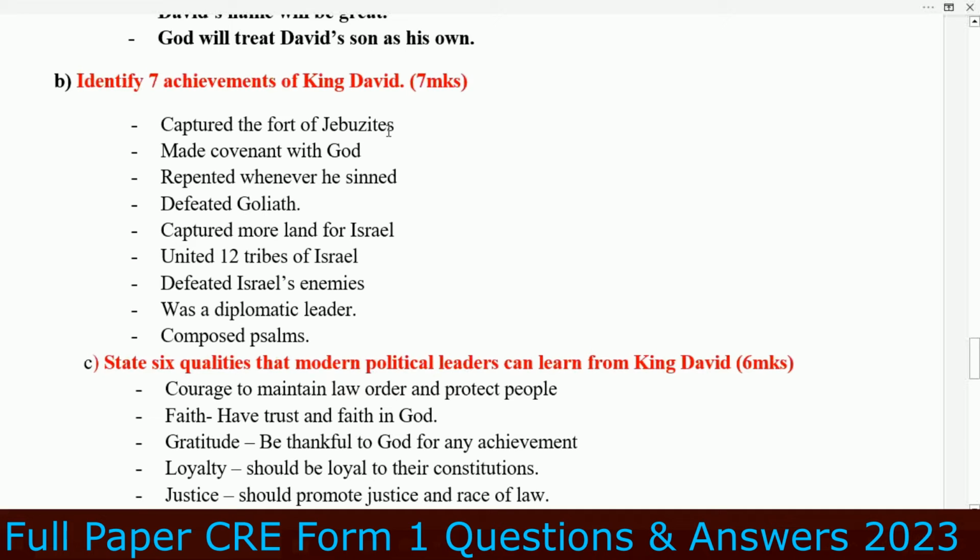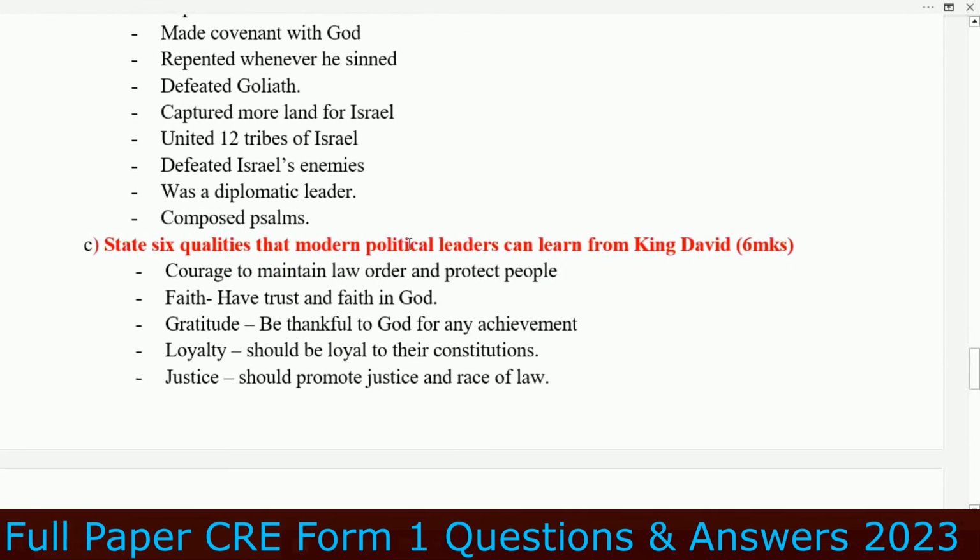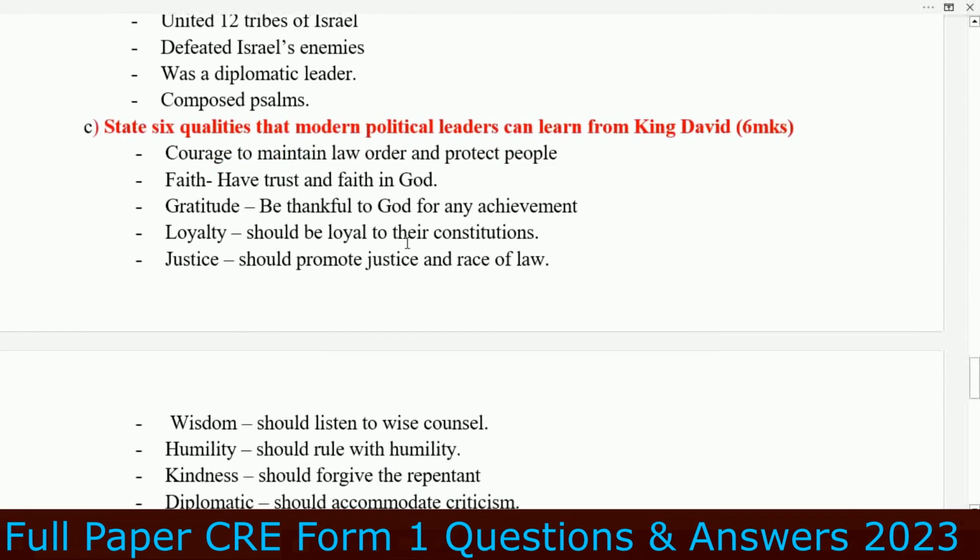Jebusites. Number 2, David made a covenant with God. Next, he repented whenever he sinned. Next, he defeated Goliath. Next, he captured more land for Israel. Next, he united the 12 tribes of Israel. Next, he defeated Israel's enemies. Next, he was a diplomatic leader. And then the last one, he composed psalms.